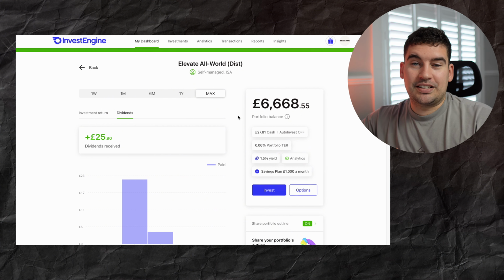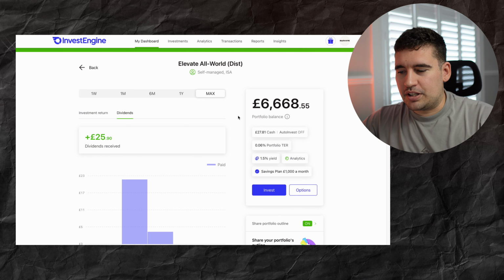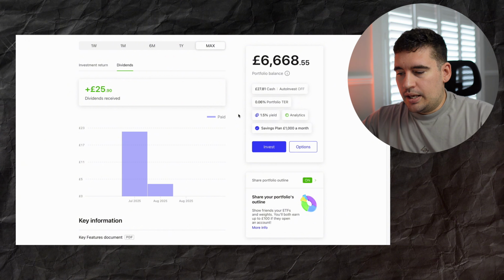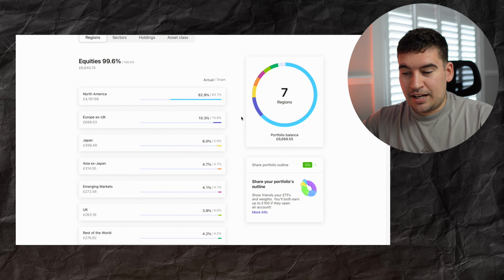So really exciting. I personally love dividends. It feels like free money almost, even though it's not. It's a share of the profits from the companies within the portfolio. If I now step into our analytics tab, again, I always like to cover this. This gives us a nice split of where our money is broken up into.